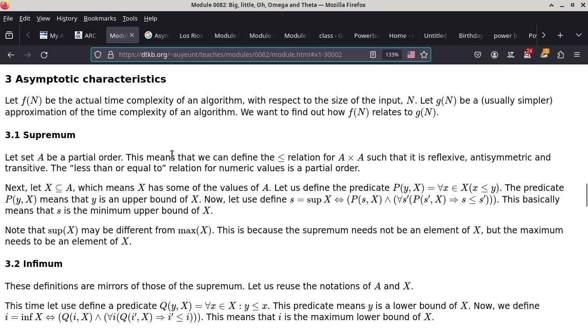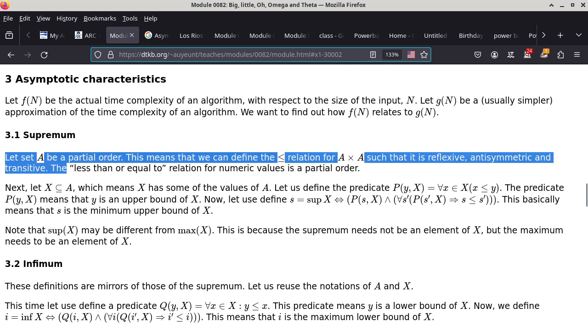All right. So now we need to define some terms, okay? So we are going to define some terms here. And we'll define what is a supremum first. Supremum. All right, so we'll look at these things very carefully, okay? We have to read this sentence by sentence and digest the sentences carefully. First of all, we'll say that let set A be a partial order. That means we can define the less than or equal to relation for the Cartesian product A times A such that it is reflexive, anti-symmetric, and transitive. Okay, so I'm just going to highlight the sentence that we are analyzing up to this point.